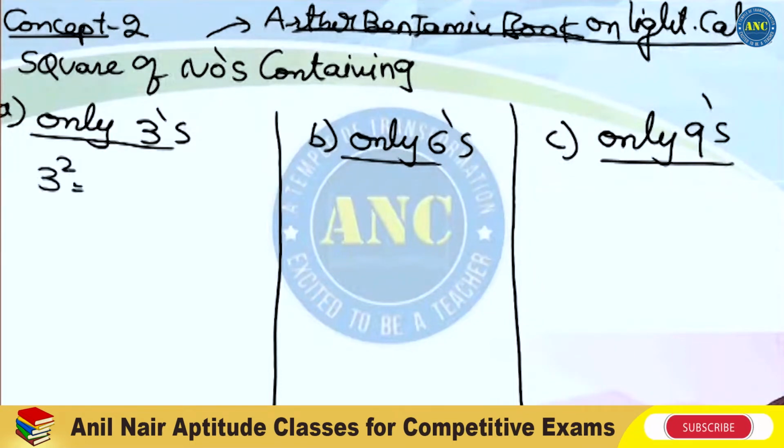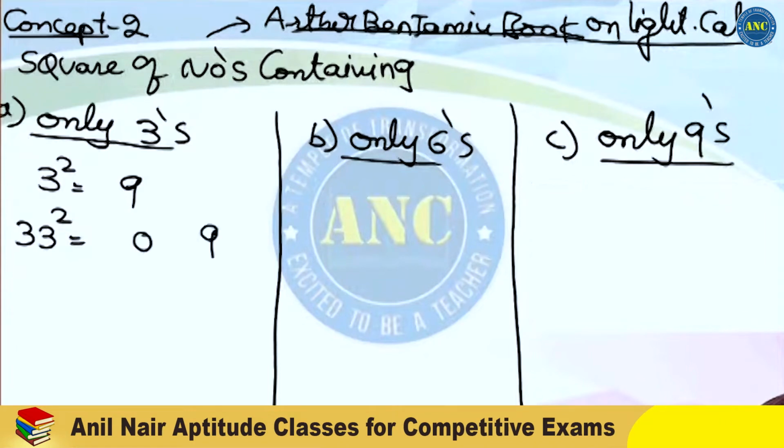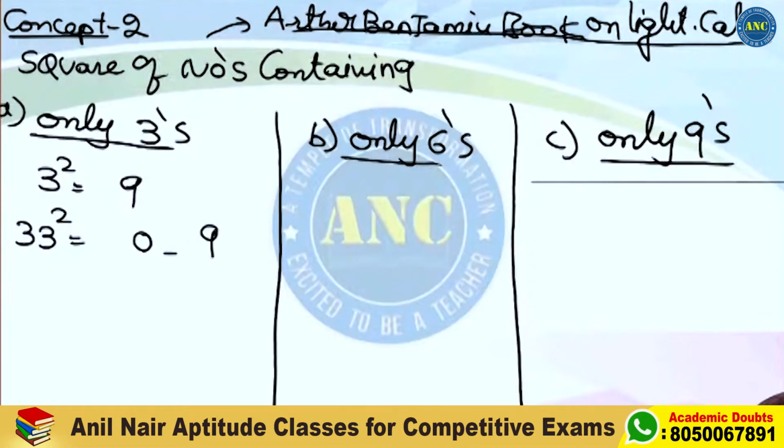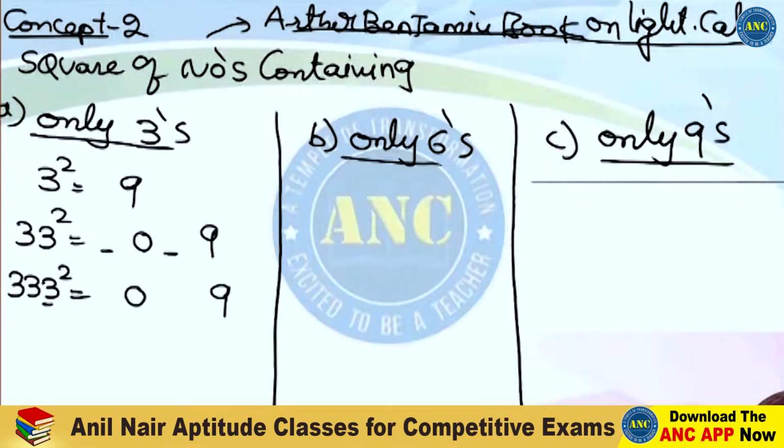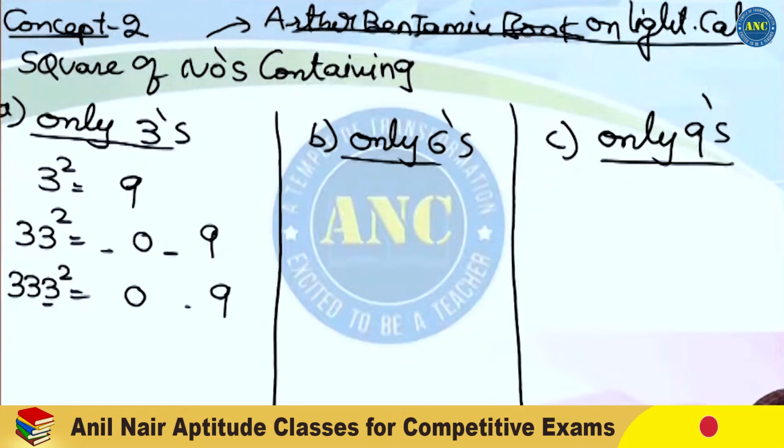Suppose 3 square is 9. 33 square is there. 9 in a 2-digit format is 09. If there are 2 threes, keep a slash before 9 and a slash before 0. Suppose it is 333 square. Now see here. 3 square is 9. How many 3s are added? Prefixed 2 more, so keep a slash here and a slash here.